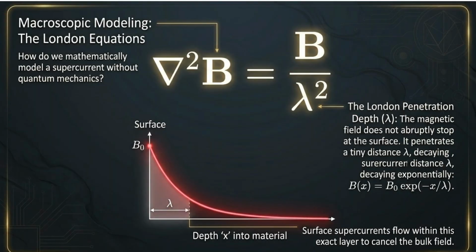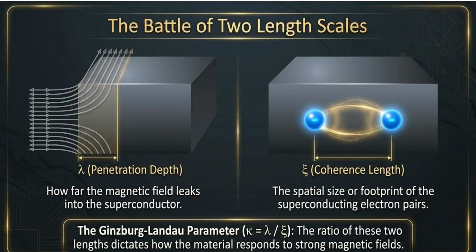We can model a superconductor macroscopically using the London equations. The London penetration depth, represented by lambda, indicates the distance the magnetic field penetrates the surface before decaying exponentially. Surface supercurrents flow within this layer to cancel the bulk field.